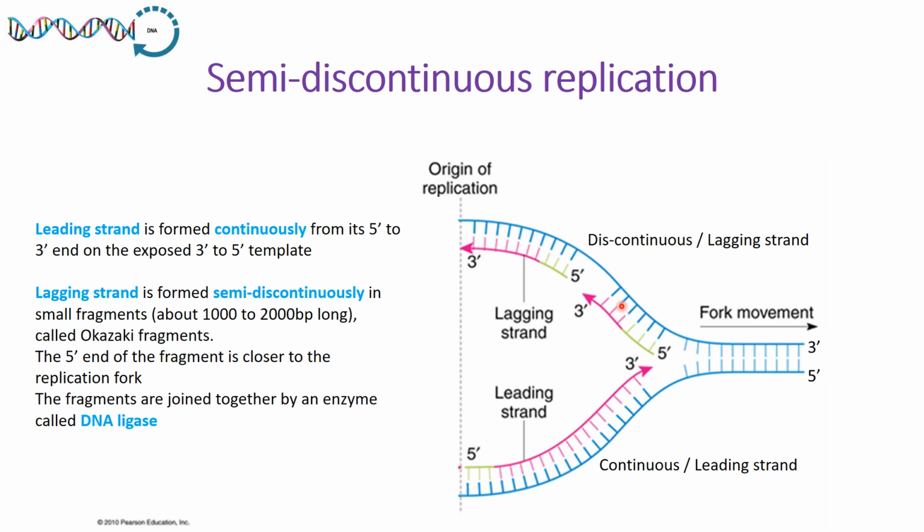So it has to form in fragments. This is called the lagging strand, and it is formed semi-discontinuously. This is the leading strand, and because it can be made in one go, this is formed continuously. Okay, this is formed discontinuously. It's formed in small fragments called Okazaki fragments. The 5' end of the new daughter strand is closer to the replication fork. And then after all of this, the DNA fragments will be joined together by an enzyme called DNA ligase.